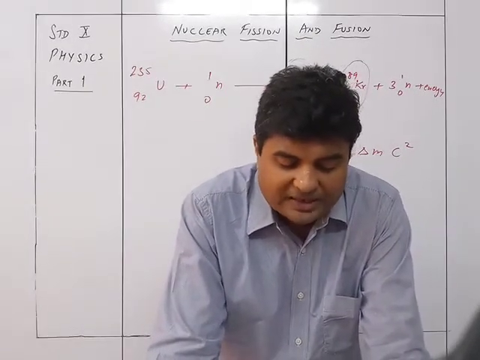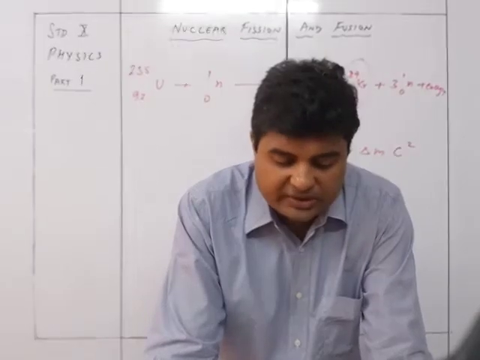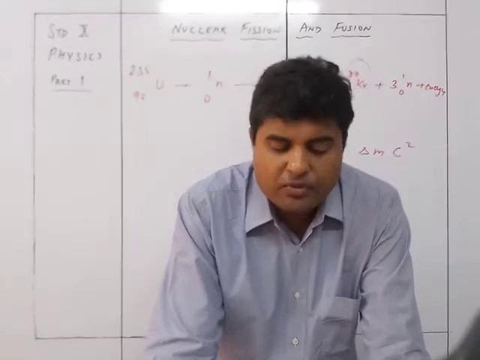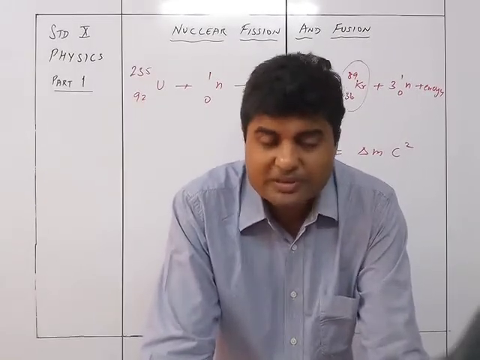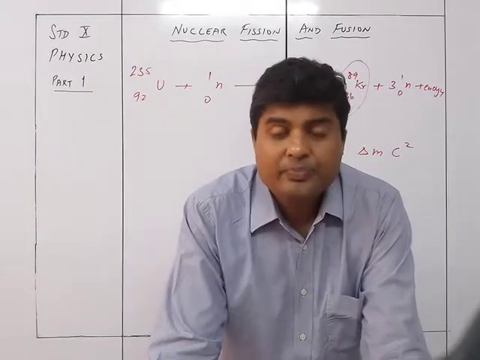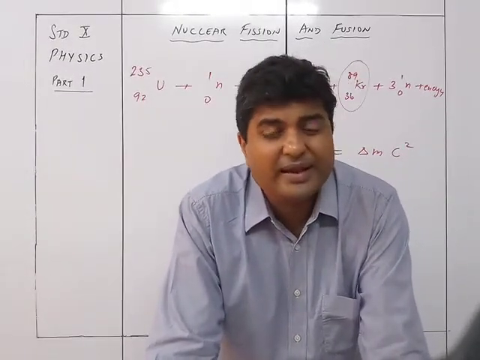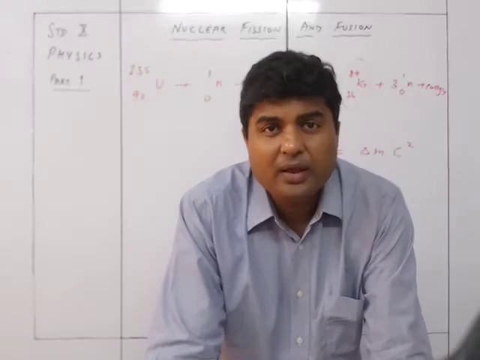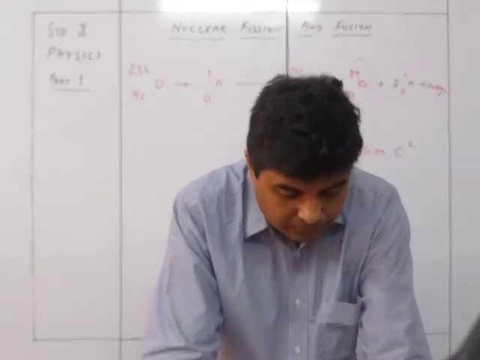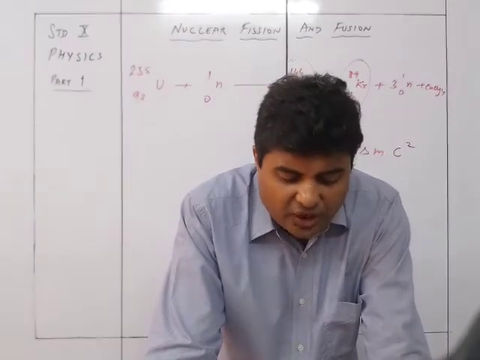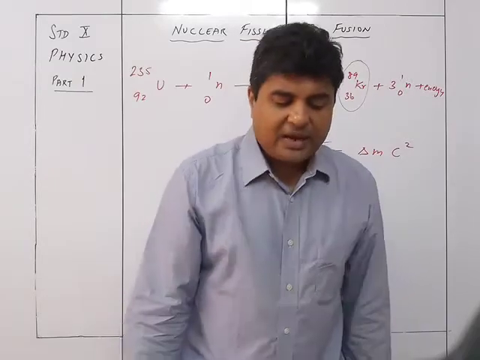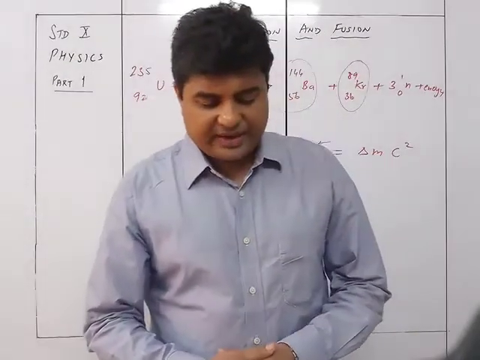But from the mass energy equivalence, we know that 1 AMU is 931 mega electron volt. So if 1 AMU is 931, then 0.2 will be how much? That will be 190 mega electron volt. So this is how we get the energy which is going to be released by one such nuclear reaction. In the fission of one uranium-235 nucleus, nearly 190 mega electron volt energy is released.